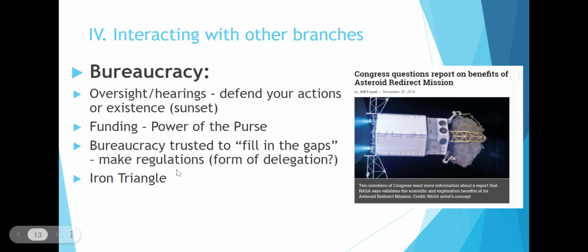We will deal with the Iron Triangle much more later on, but basically the bureaucracy, congressional committees, and outside interest groups all work together to try to get policy made. So the three parts of what we call the Iron Triangle are bureaucratic agencies, congressional committees, and outside interest groups who work together to try to make and pass legislation.